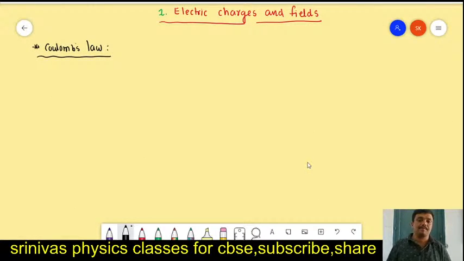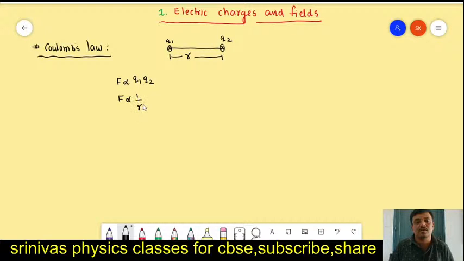Now, what is Coulomb's law? You know very well. If two charges are there, q1 and q2, then between any two charges, either like charges or unlike charges, there is some force. That force formula was given by the scientist Coulomb. The force is directly proportional to the product of the charges, and inversely proportional to the square of the distance between the charges. When we combine both of them, we get force proportional to q1 q2 by r square.